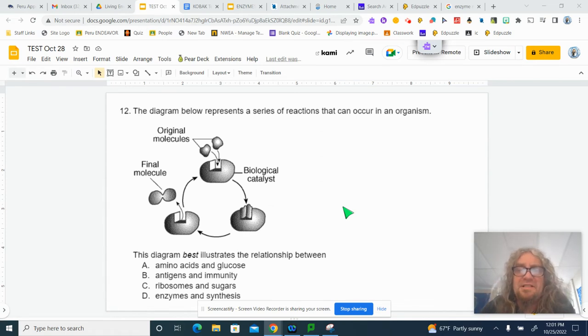The diagram below represents a series of reactions that can occur in an organism. See, we have the original molecules, a biological catalyst, and then a final molecule. This diagram best illustrates the relationship between A, amino acids and glucose, B, antigens and immunity, C, ribosomes and sugars, D, enzymes and synthesis.